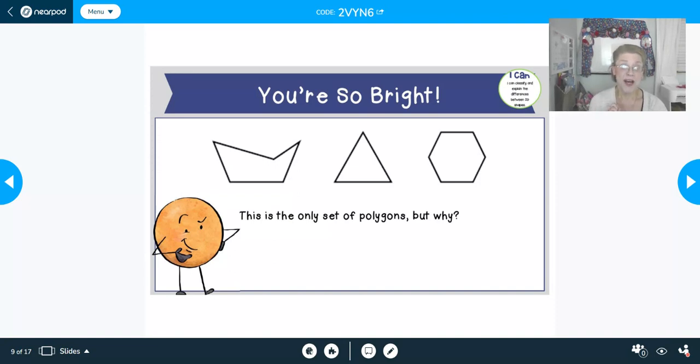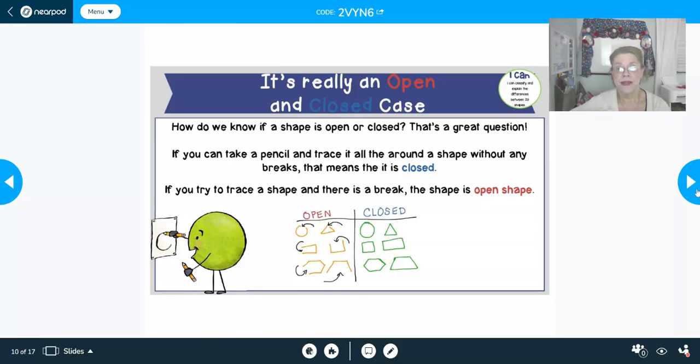You said set 1. You are correct. But why? Let's explore. It really is an open and closed case. How do we know if a shape is open or closed?